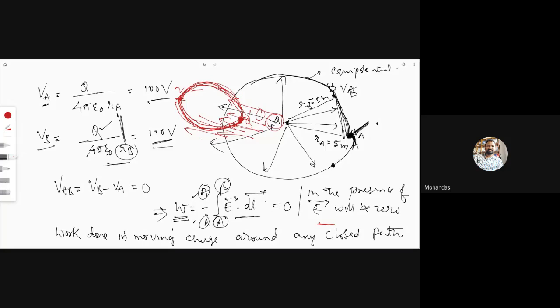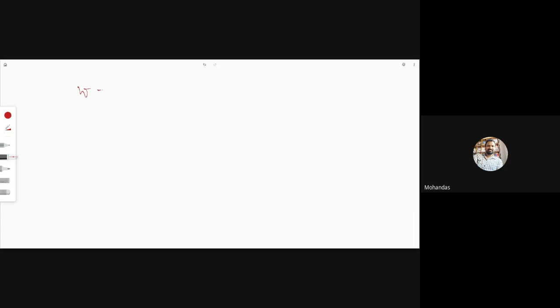So the total work done will be 0 in moving a charge in the presence of which field? Electrostatic field. So the statement can be written mathematically as: work done in moving a charge becomes 0, that is, E dot dl minus E dot dl equal to 0.